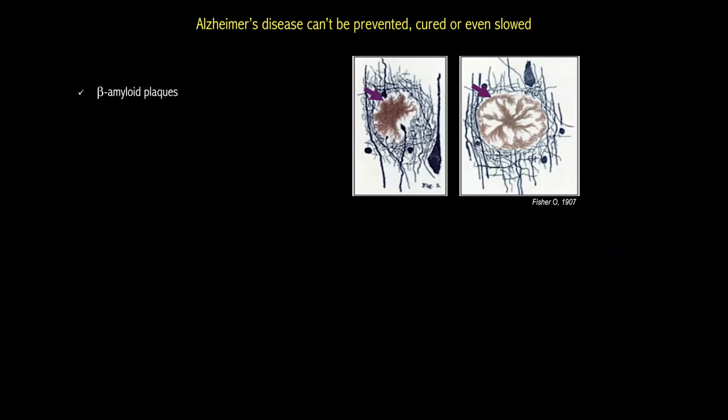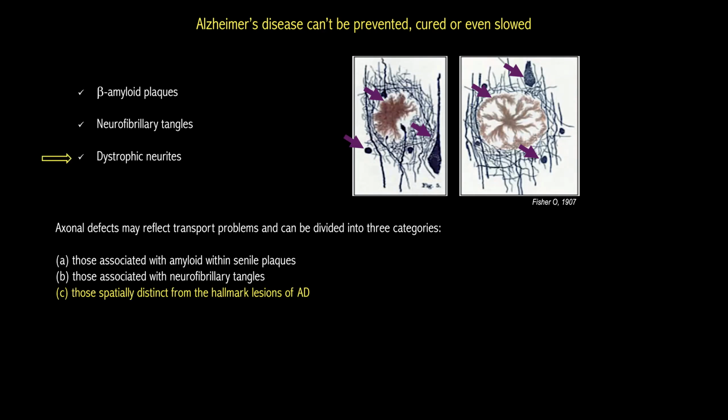Alzheimer's disease is the most common form of dementia, and when you look at the brain of Alzheimer's disease patients, you can recognize histopathological hallmarks of the pathology. Among them, you have beta amyloid plaques, neurofibrillary tangles, and dystrophic neurites. Today, I'd like to focus my attention on dystrophic neurites. Dystrophic neurites are axonal defects that may reflect transport problems and can be divided into three different categories.